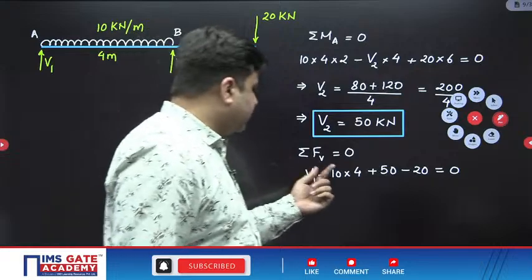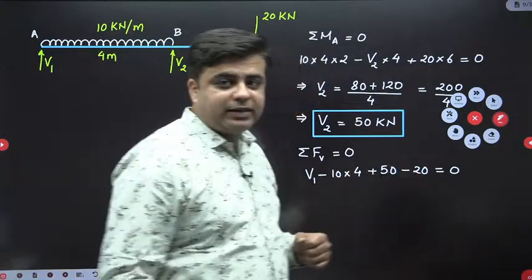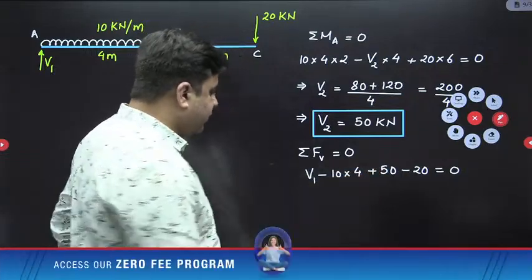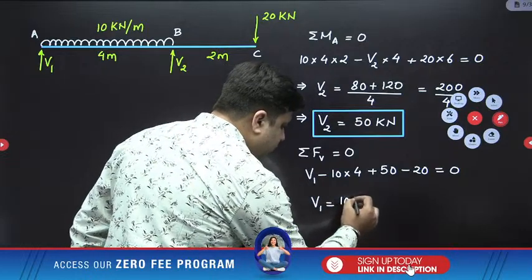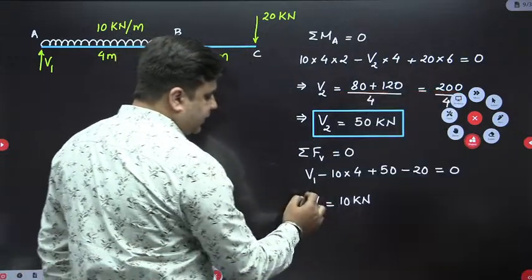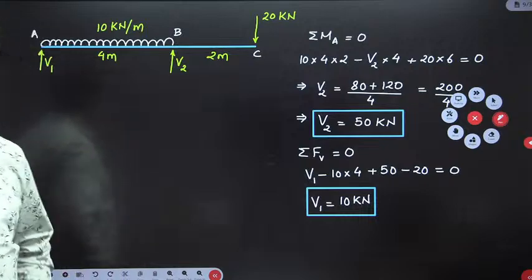So this will be how much? This is minus 40. Minus 40 minus 20 will be minus 60. Minus 60 plus 50 will be minus 10. So V1 is equal to plus 10 kilonewton. Are you getting the same answer? V1 is plus 10.